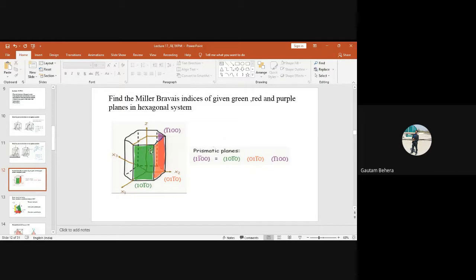So first, this is the green plane. You want to find out the Miller-Bravais indices of this given green plane. So what I can do, I have to check where this green plane intersects x1, at what magnitude, x2 at what magnitude, x3 at what magnitude, and z at what magnitude. So that is the first thing. That means you have to find out the intercepts. Then after finding the intercepts, you can take the reciprocal and you will get the answer quickly. The thing is very easy to remember: if it is coming out infinity, you can directly write 0 for that, right?